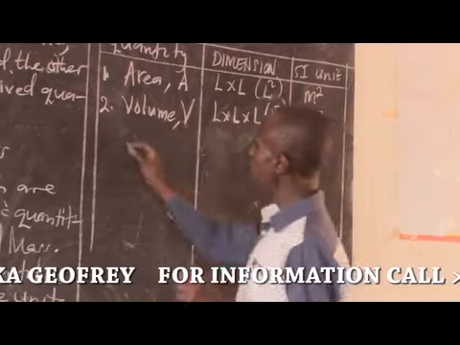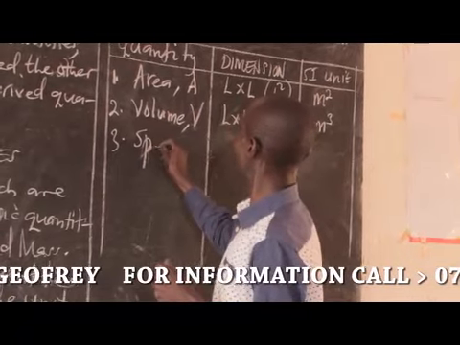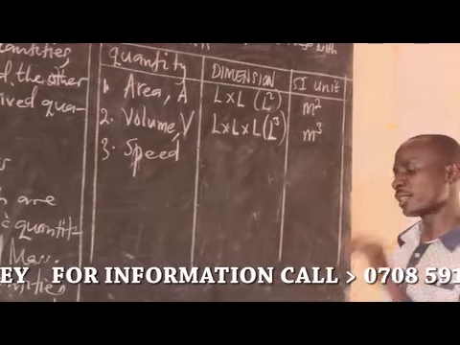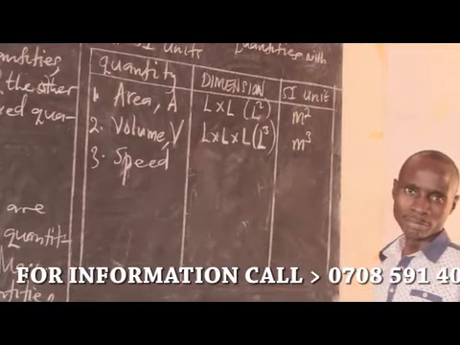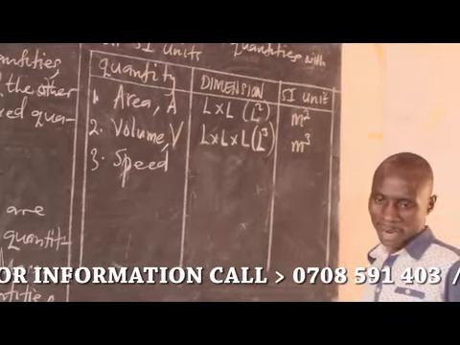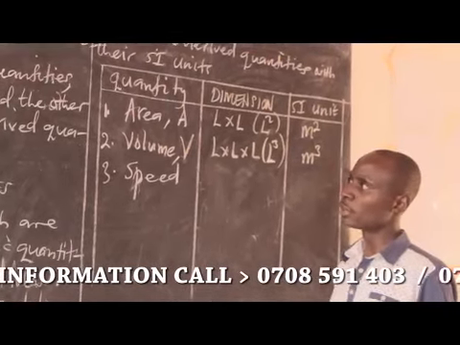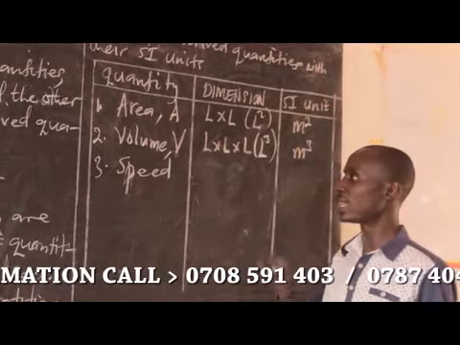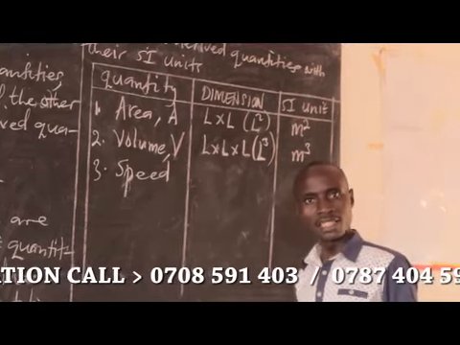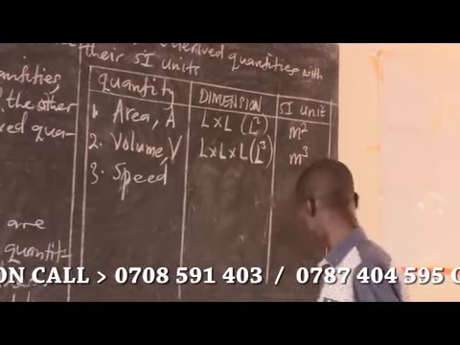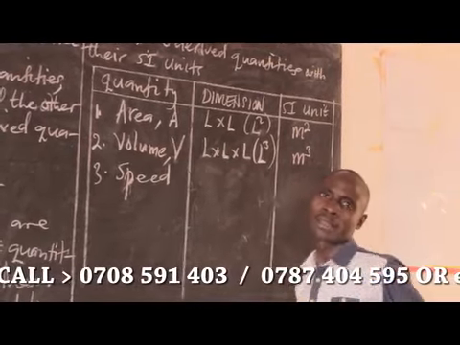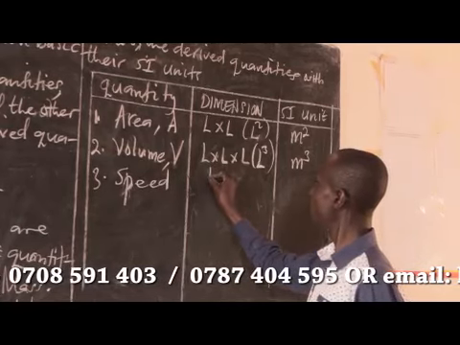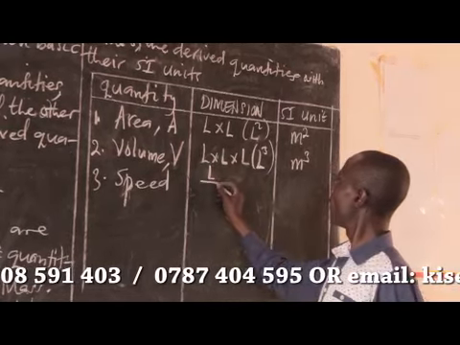Let me give you speed. We know that speed is distance over time. But distance is length. We shall define length as the distance between the two points. When I say length, I can also say distance, and when I say distance, I can say length. The distance from here to here is the length from here to here. Understand that very well. So speed is distance, which I've said is length, over time.